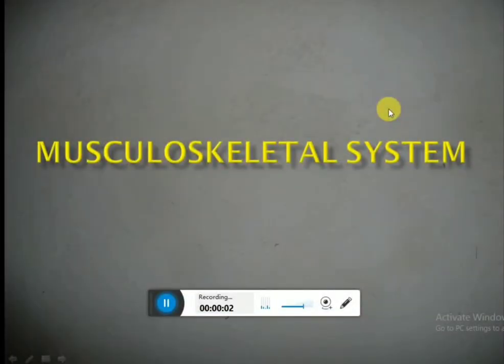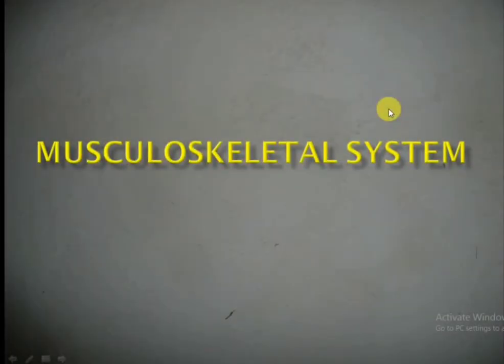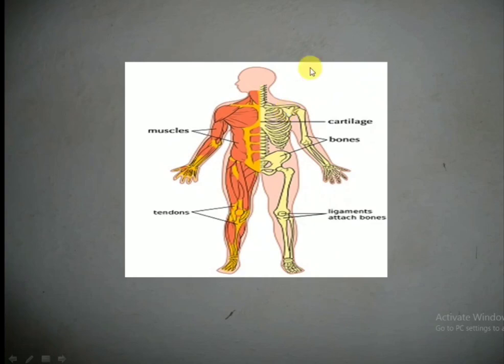Everyone, today I'm going to discuss the topic of the musculoskeletal system of the human body. So this is the structure of the muscular system of the human body. It is made up of muscles, tendons, cartilage, bones, ligaments.